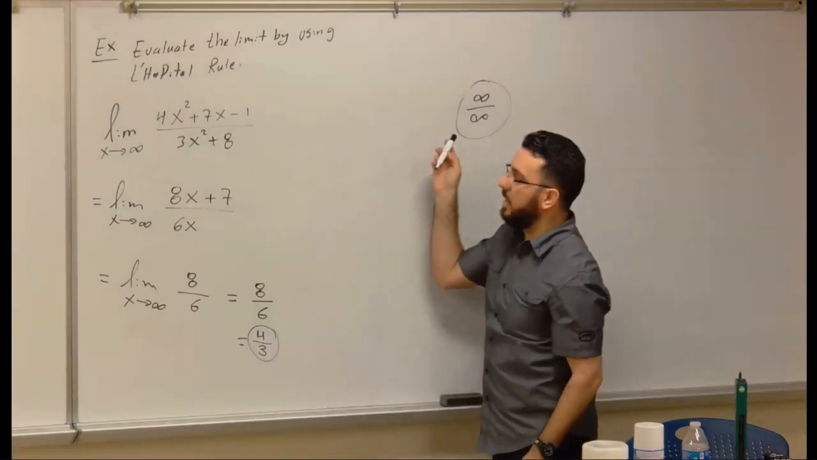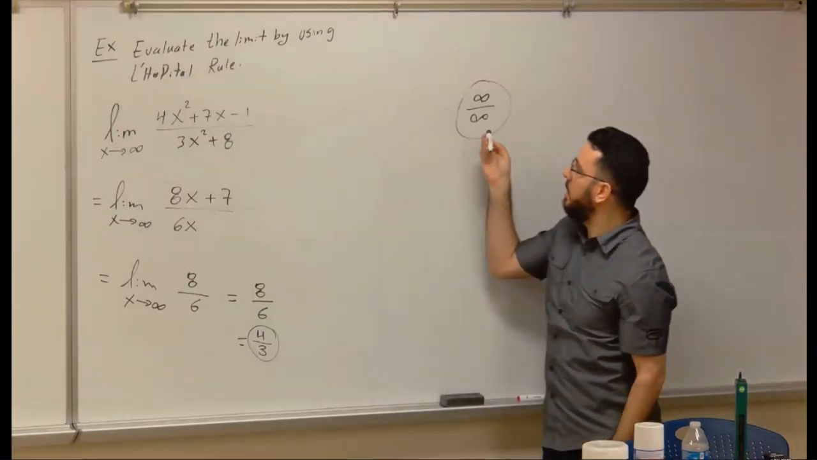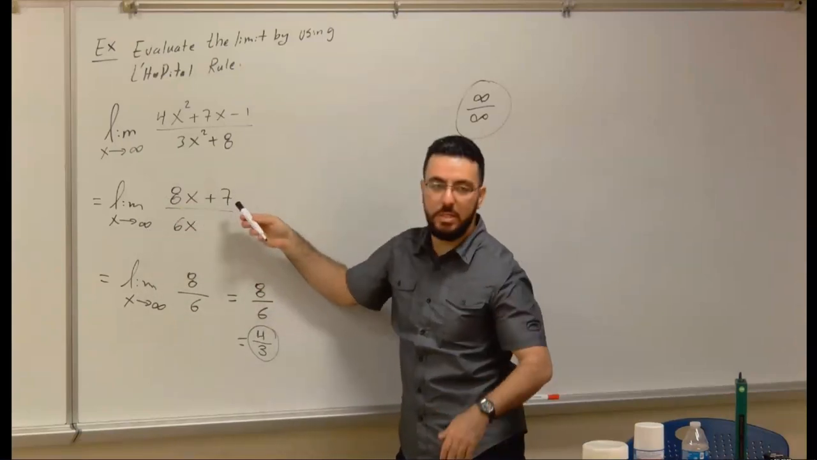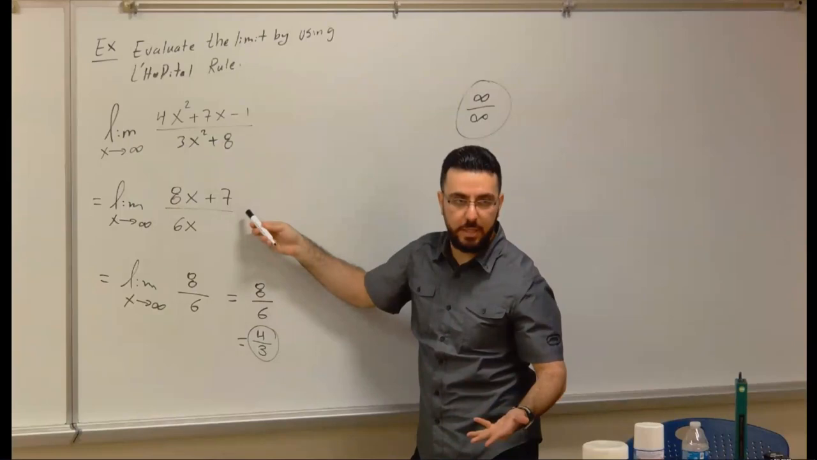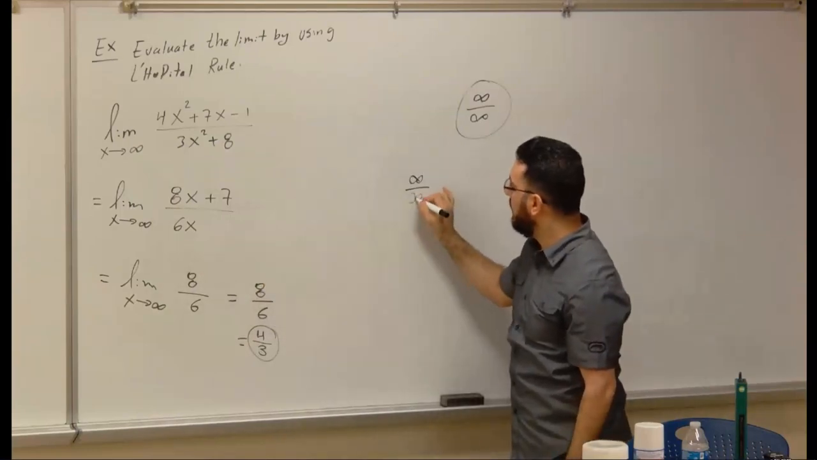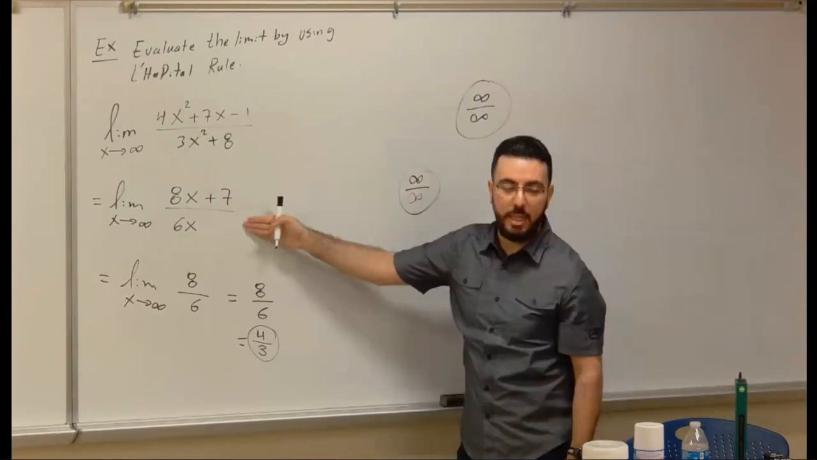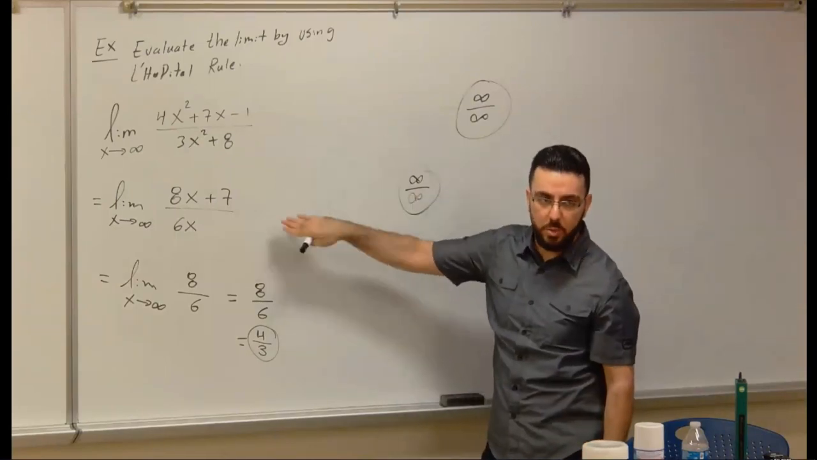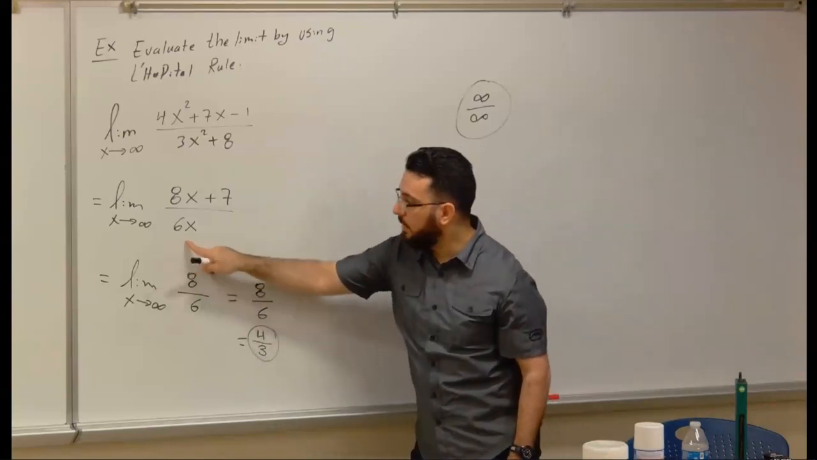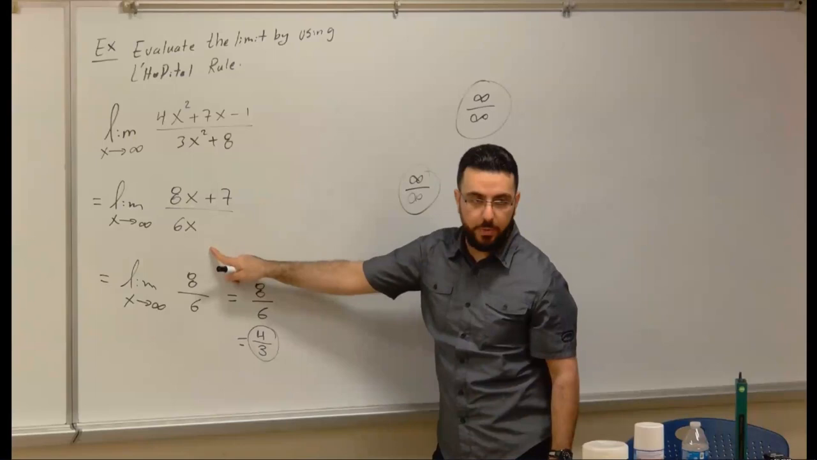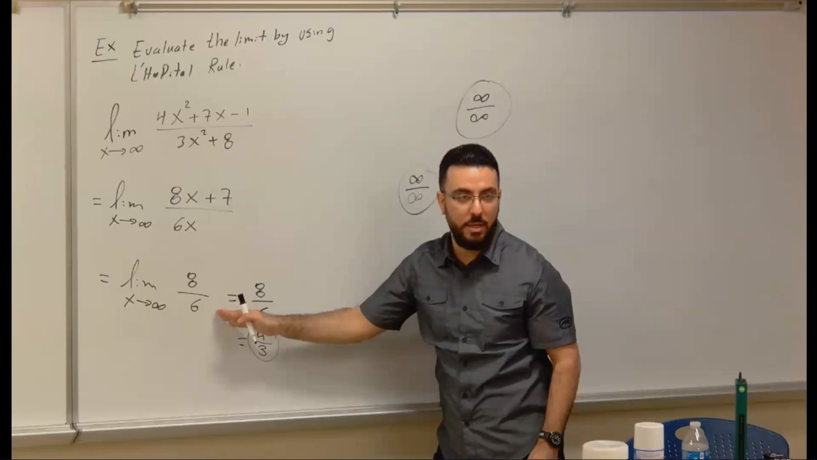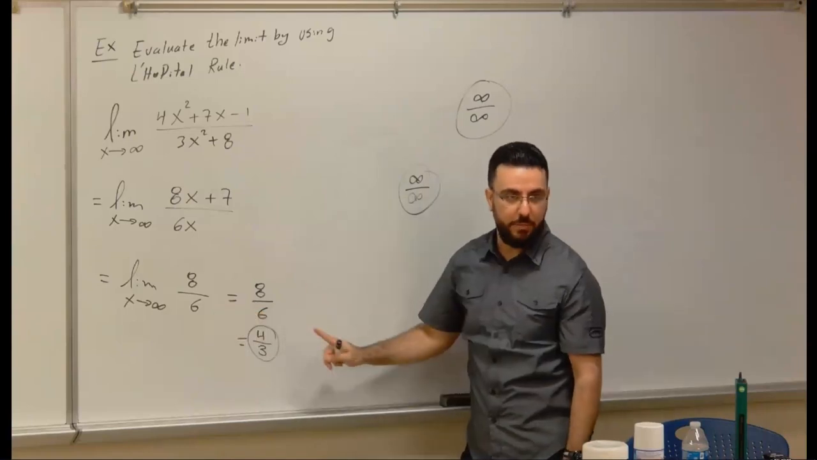Check its indeterminate form. Go back again. Plug in infinity. This one is infinity, plus 7 is still infinity. That means here's infinity, and 6 times infinity is also infinity. So it's still an indeterminate form. That means I'm going to go ahead and use the L'Hopital rule. Take the derivative for f of x, it's going to be 8. Take the derivative for g of x, it's going to be 6. Now the limit of a constant is the constant. That means 8 over 6, simplified, is 4 over 3.